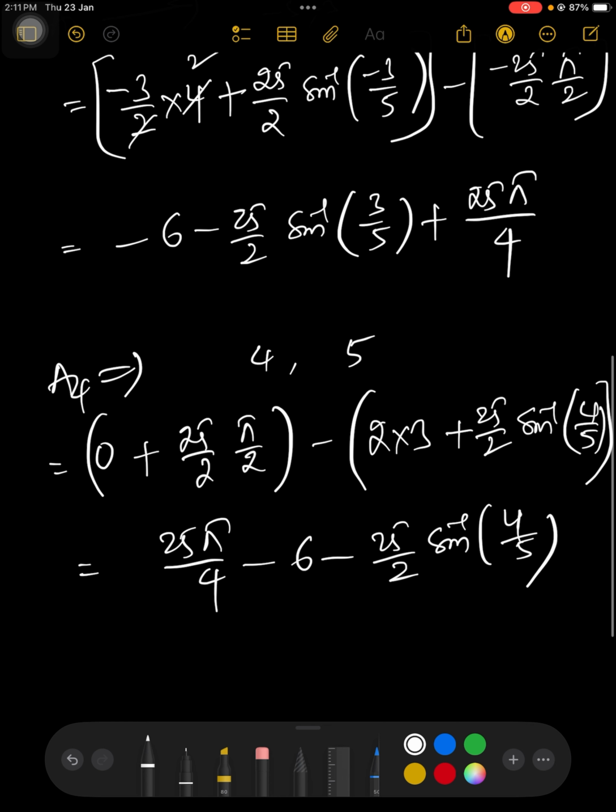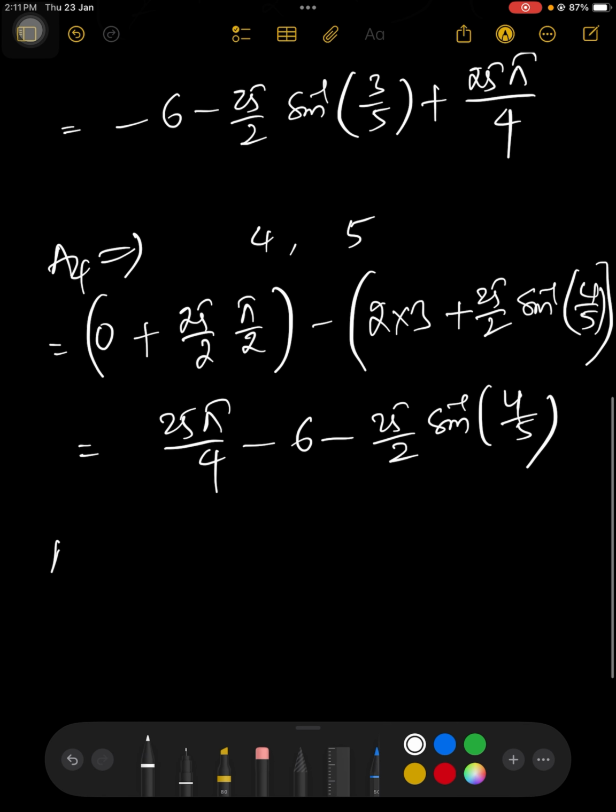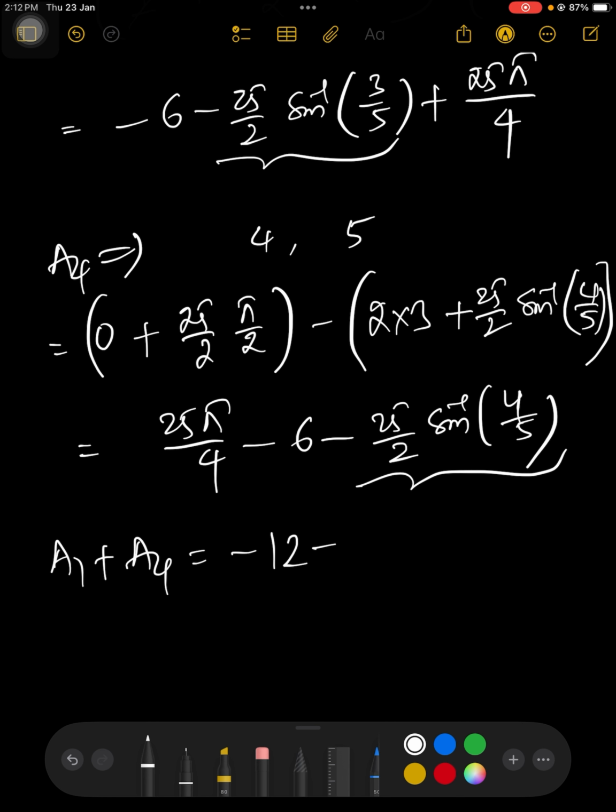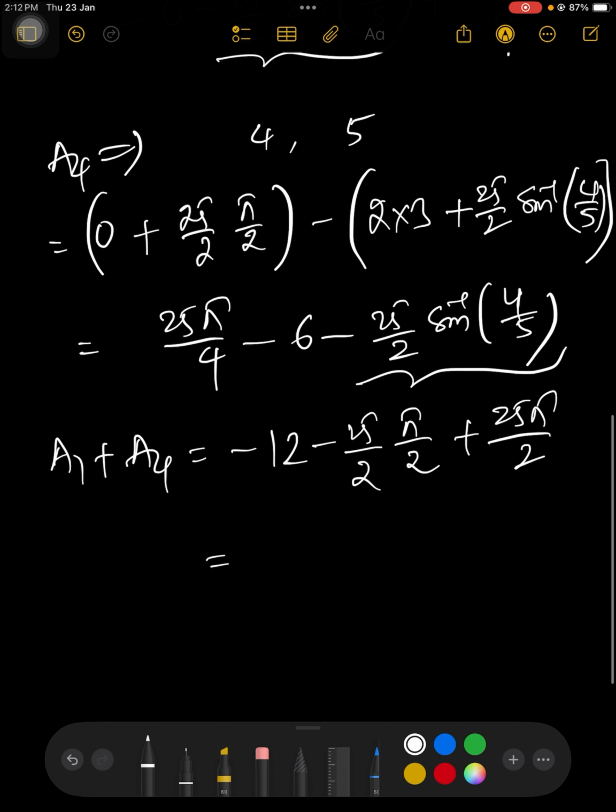Now the thing is, if you add A1 plus A4, minus 6 minus 6 is minus 12, and minus 25 by 2 sine inverse of 3 by 5 minus 25 by 2 sine inverse of 4 by 5. Now you can take minus 25 by 2 common, sine inverse of 3 by 5 plus sine inverse of 4 by 5, which is nothing but sine inverse of 3 by 5 plus cos inverse of 3 by 5, which is nothing but pi by 2, and 25 pi by 4 plus 25 pi by 4, that is 25 pi by 2. Next, this is minus 12, minus 25 pi by 4, plus 25 pi by 2, and then it will become 25 pi by 4 minus 12.